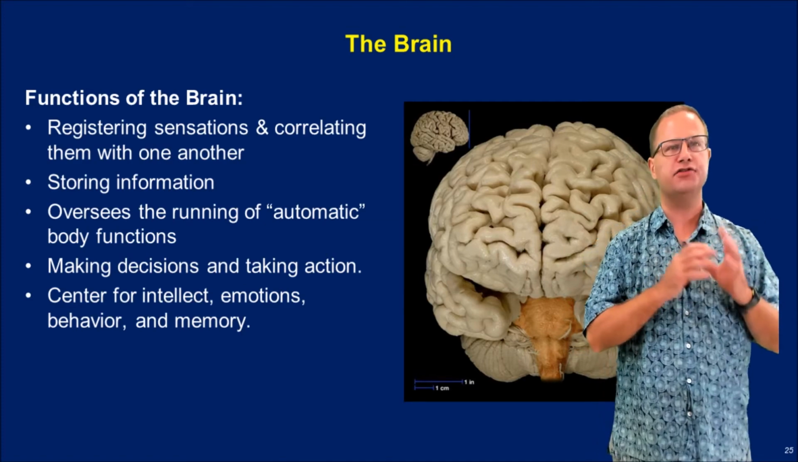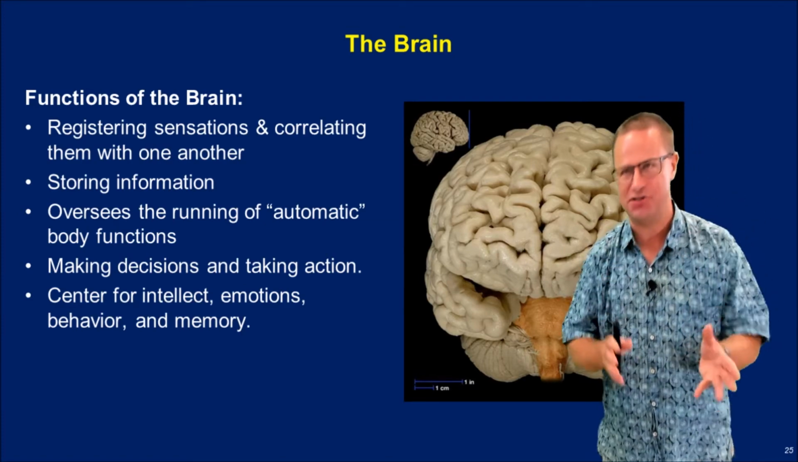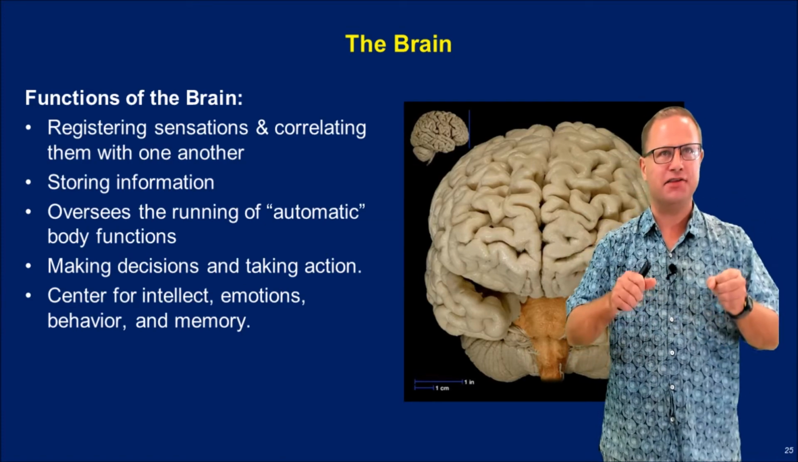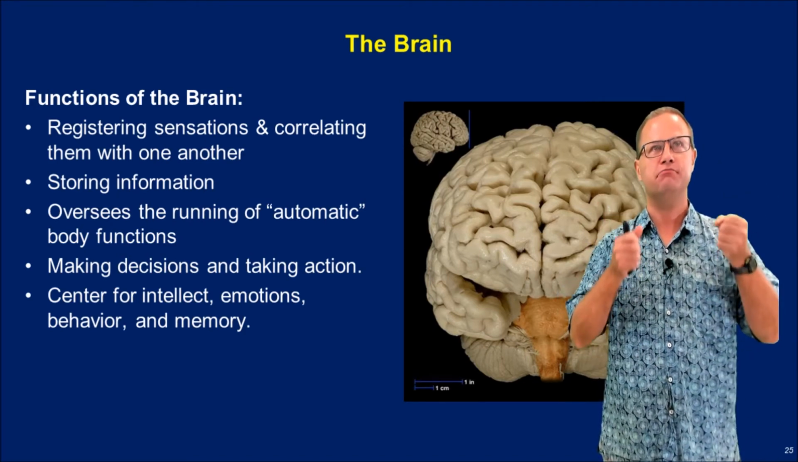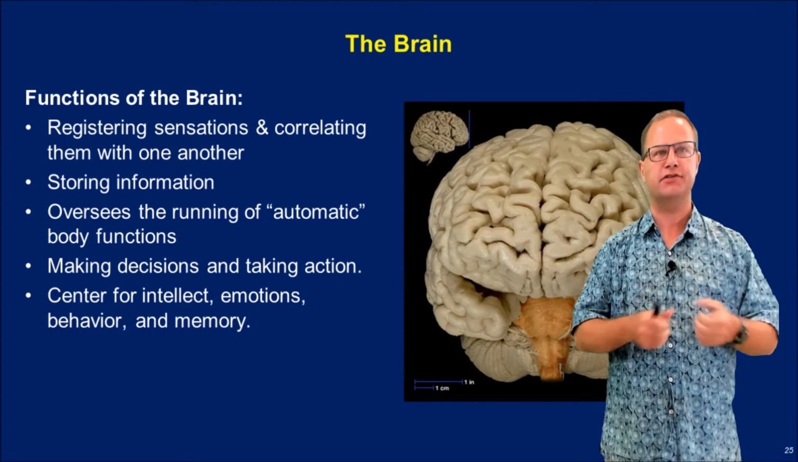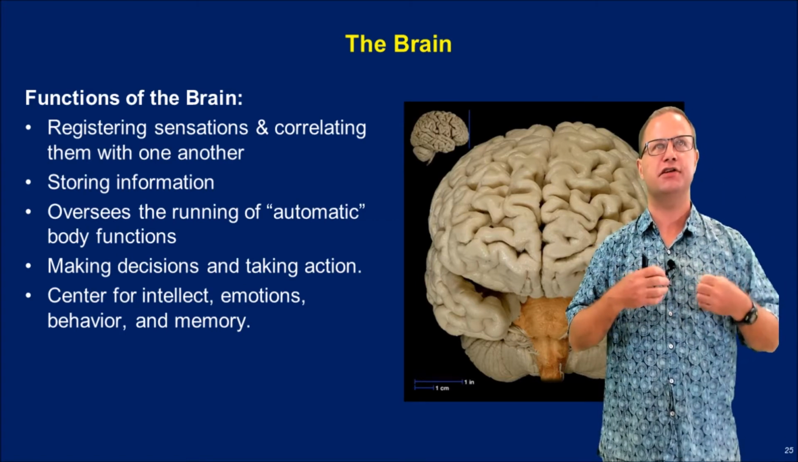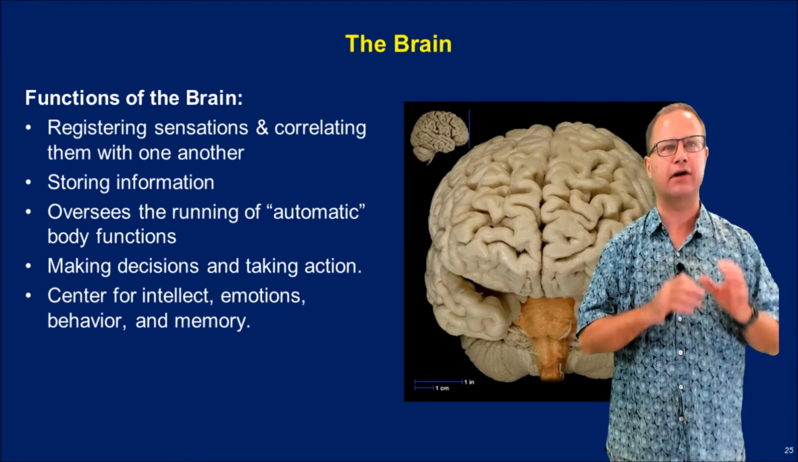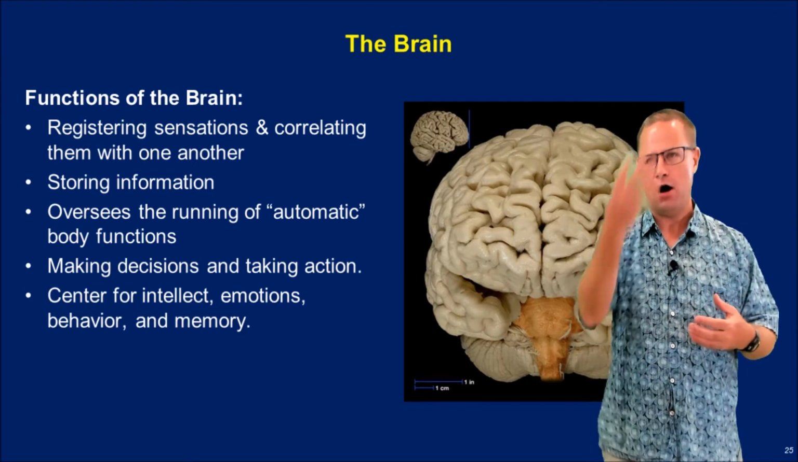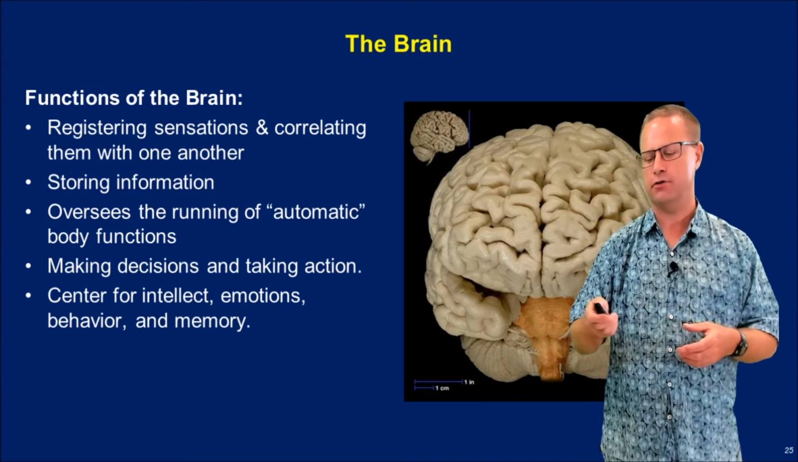Of course, the brain also helps us to make decisions and take actions. If you're driving down the road and all of a sudden brake lights go on in front of you and the car comes to a screeching halt, you're going to want to make a reaction too and probably put on your own brakes. So it helps us to do reflexive actions and also voluntary actions as well. And finally, the brain is the center for intellect, emotions, and behavior. All of that's located right here in the prefrontal cortex.